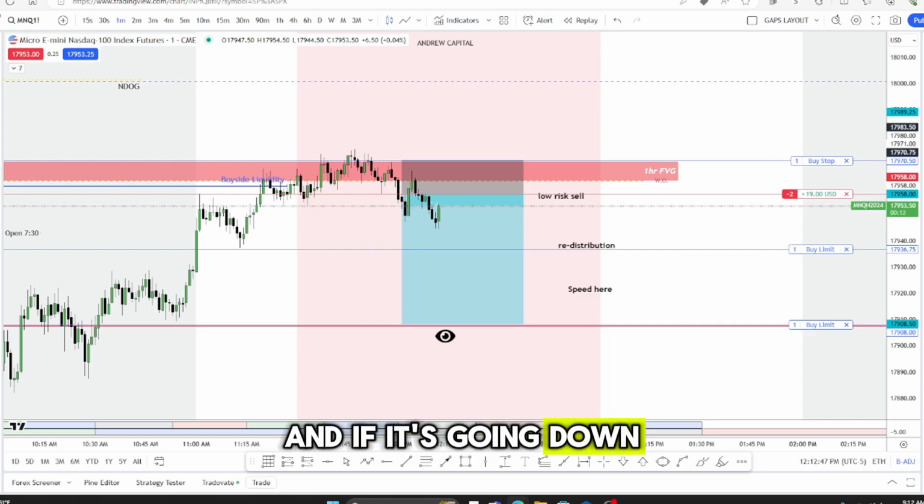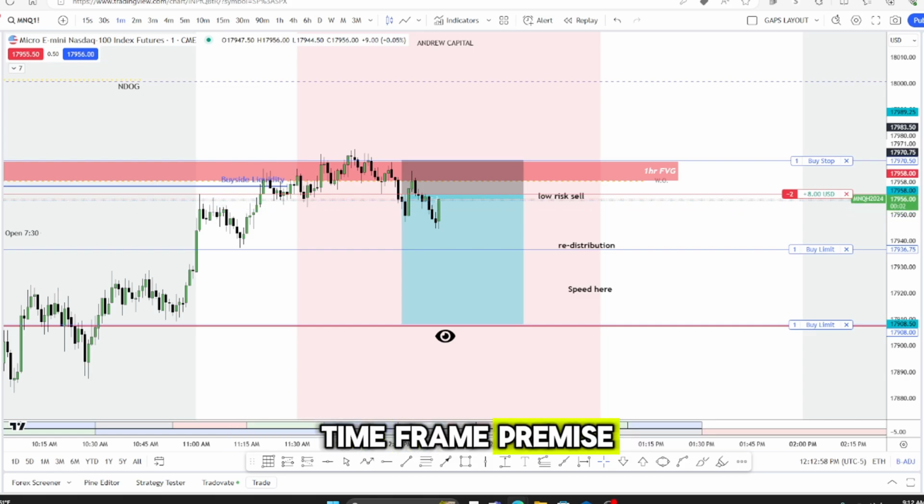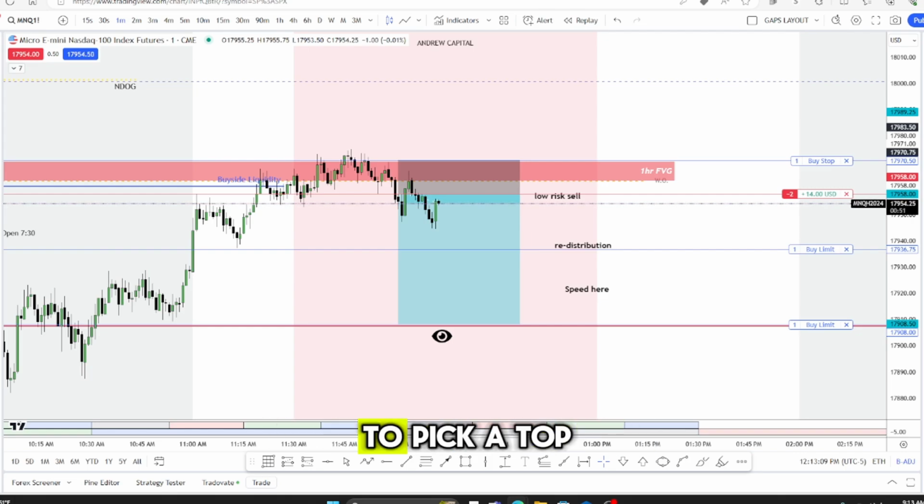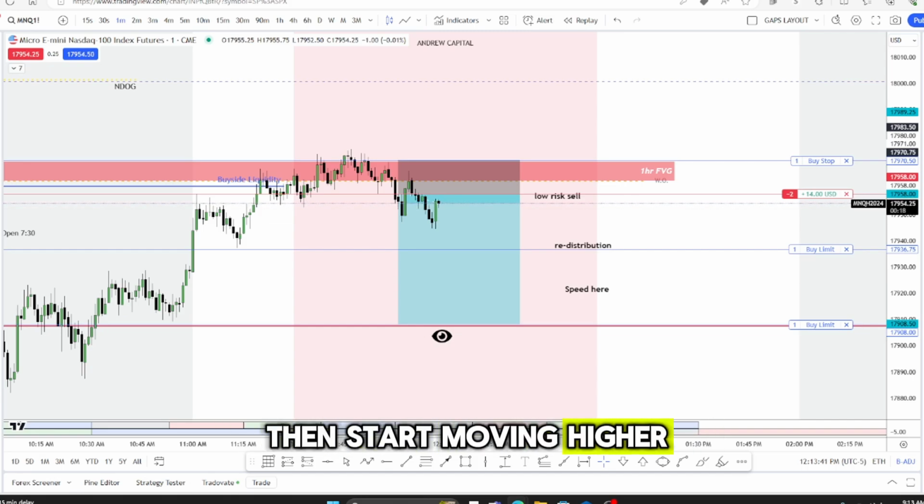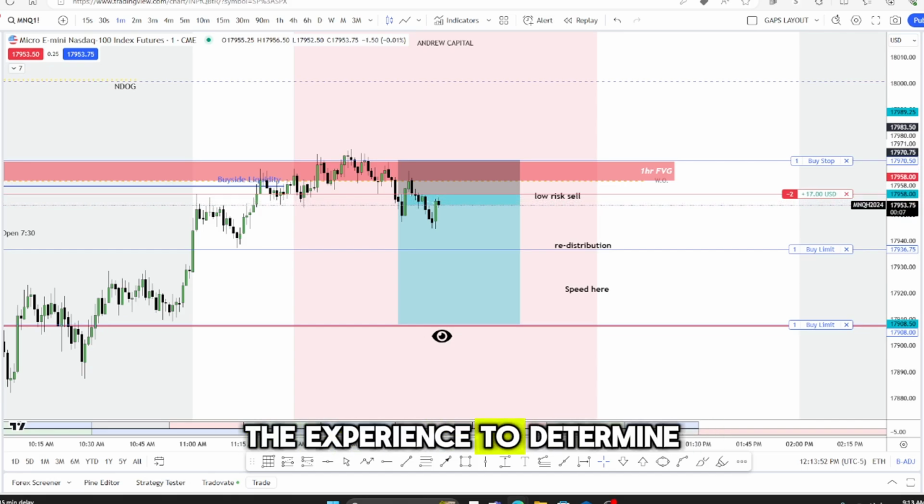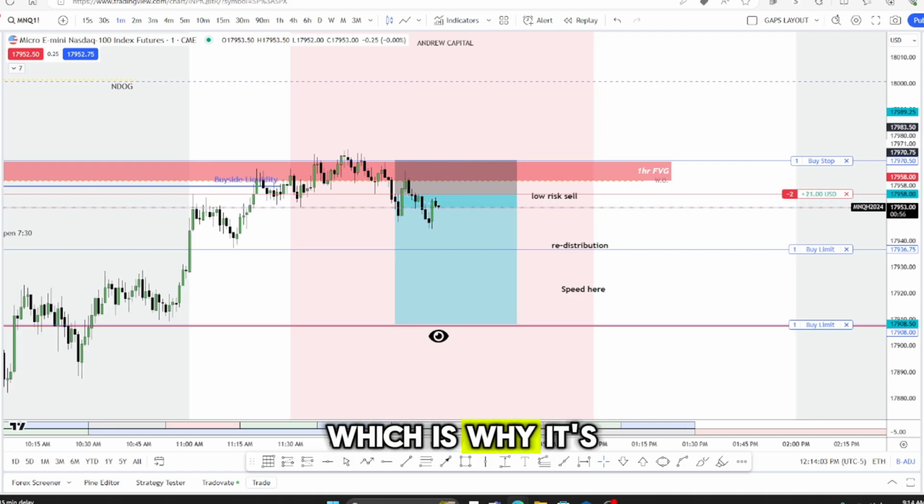And if it's going down, underlying higher time frame premise, because we're at all-time highs and nobody should try to pick a top in the marketplace, going down to take sell stops. It's going down there to accumulate those sell stops, to buy them, and then start moving higher. You won't have the experience to determine this turning point, which is why it's called smart money reversal. You don't need to know that.